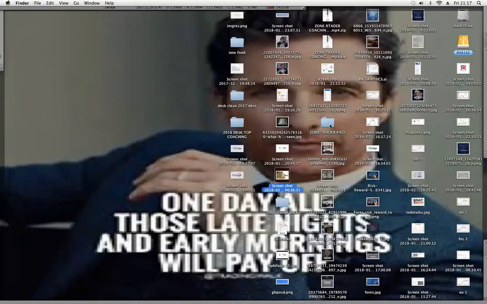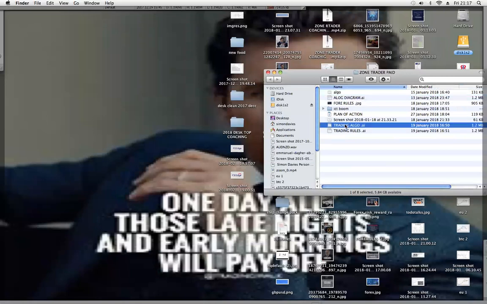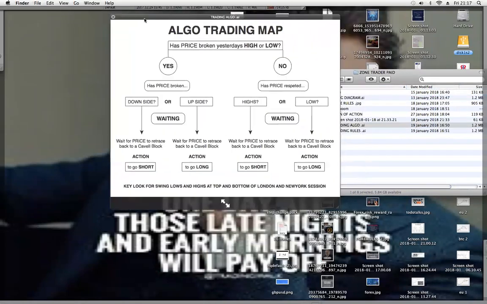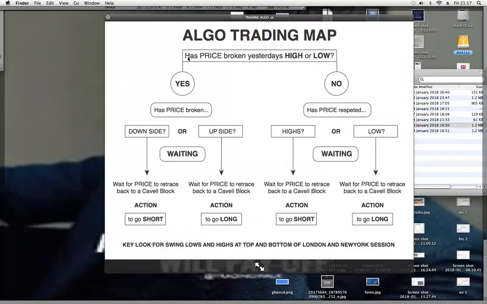Also, we've got this as well inside of the group. It's basically a yes-no chart. So has price broken yesterday's high or low? Yes or no. So say it hasn't broke yesterday's high or low. Has it respected the highs? Yes, you go short. Has it respected the lows? Yes, you go long. So it's a nice little simple process to follow. You've got 4 outcomes of answering a few questions.